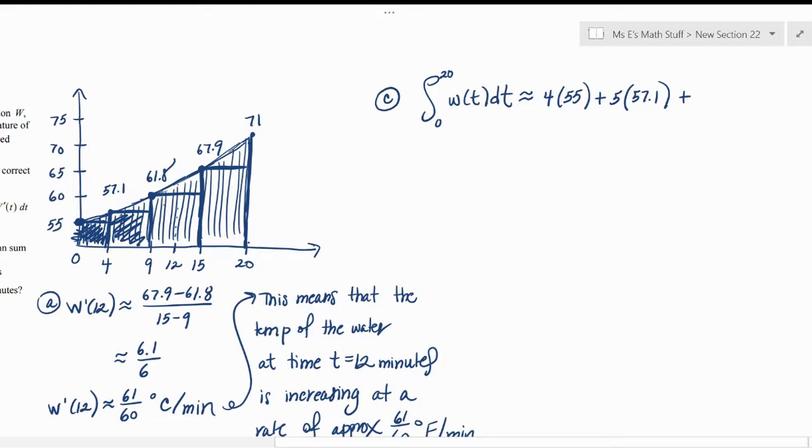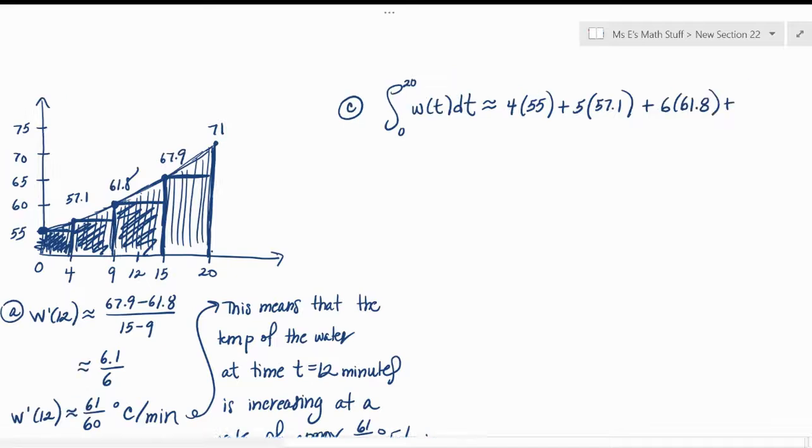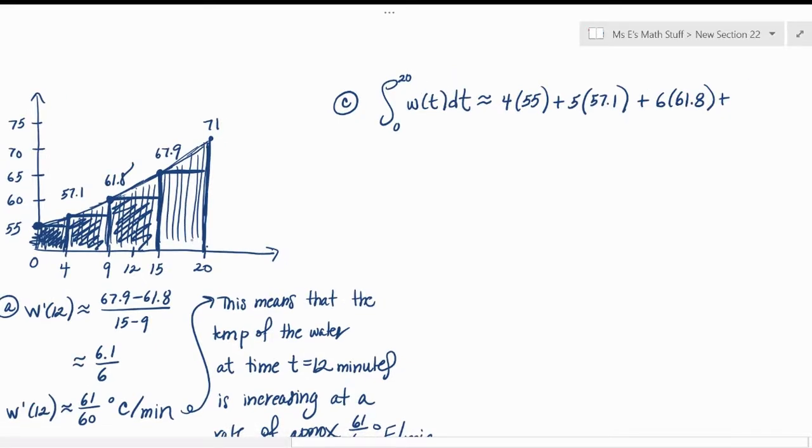The third rectangle here has a base of 6, and you're multiplying it by 61.8 for the height. And the fourth rectangle has a base of 5, and you are multiplying it by height of 67.9. But that's just the value of the integral. And so if you're multiplying by 1 over 20, it would be like multiplying the entire right side by 1 over 20, or just dividing the whole thing by 20, either way. And so, it's a calculator section. So you just calculator all that up.